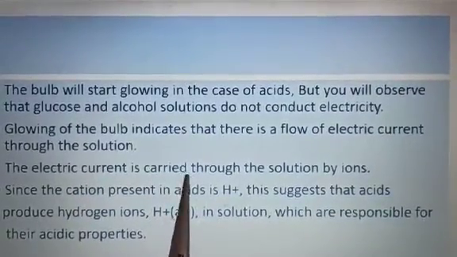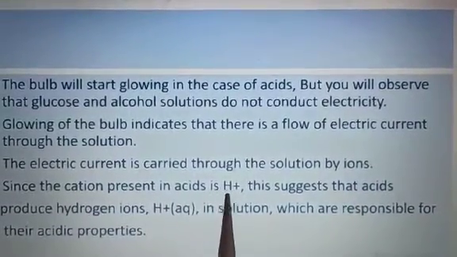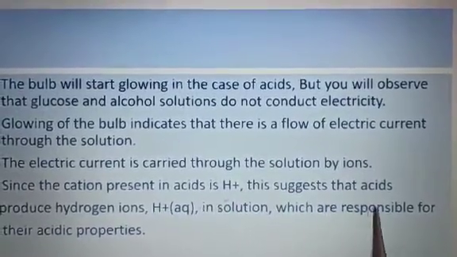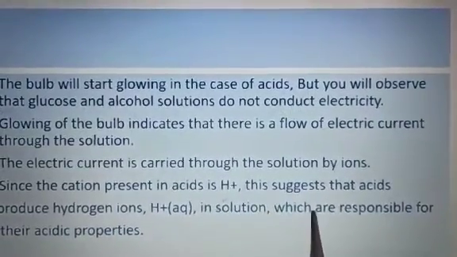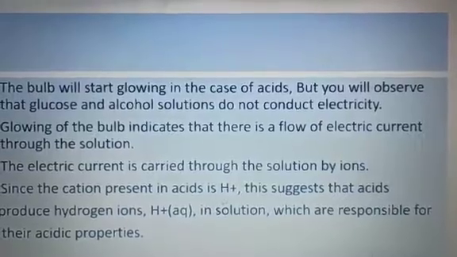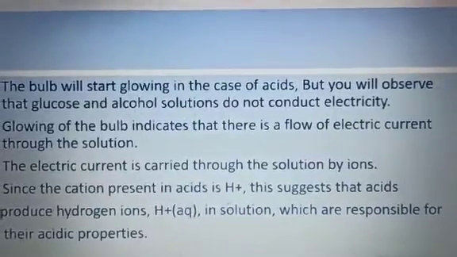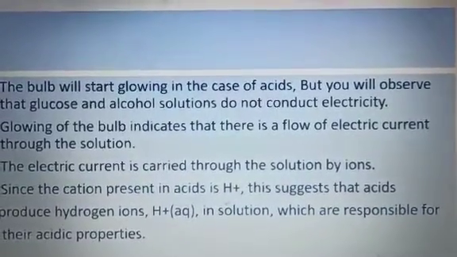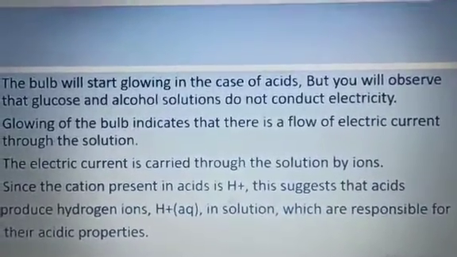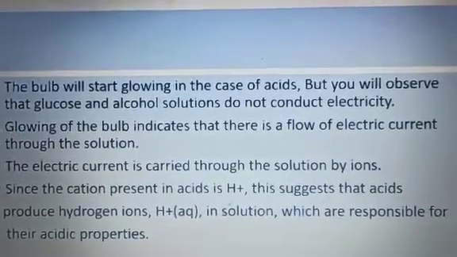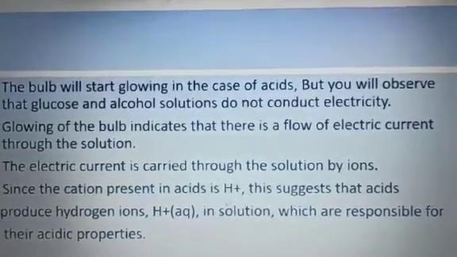So the electric current is carried through the solution by the ions. Since the cation present in the acids is H+, this suggests that acids produce hydrogen ions in solution, which are responsible for their acidic properties. And if you perform the same activity with bases like NaOH, then it will also dissociate into Na+ ions and OH- ions. Then again the electricity will conduct through the solution because of the presence of ions. So electricity can be carried through the solution only by ions.